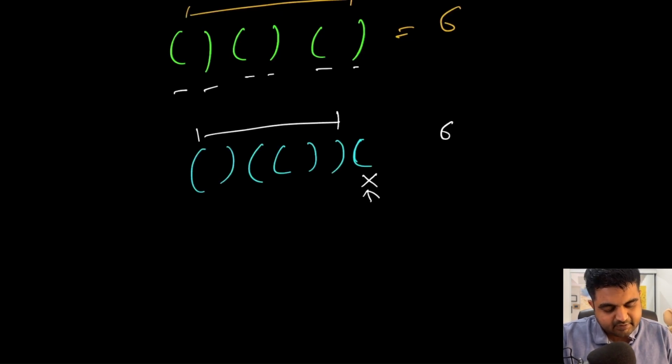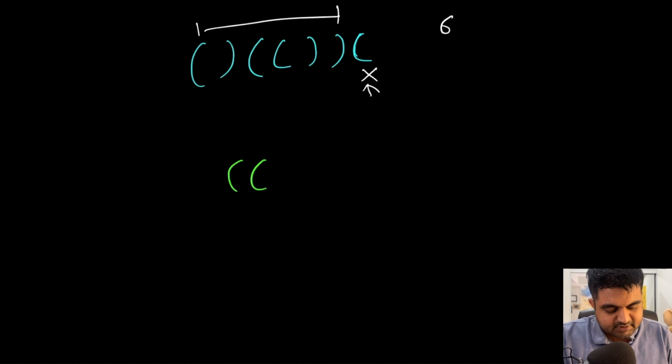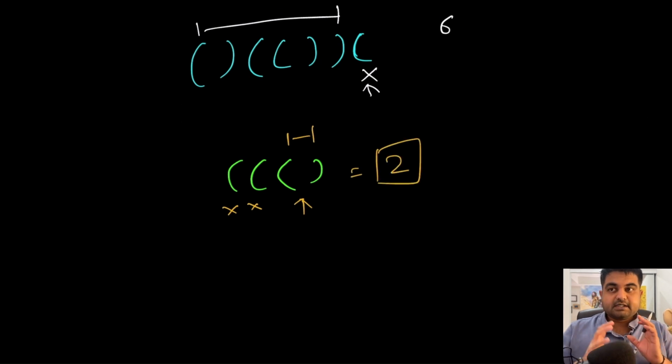Same way, let's try to take one more example. Suppose the string we are currently given is something like this. Then we only have a valid substring that is valid for just 2 characters, and these two are not part of the valid substring. So we need to calculate what is the consecutive longest valid substring, and we need to return that.